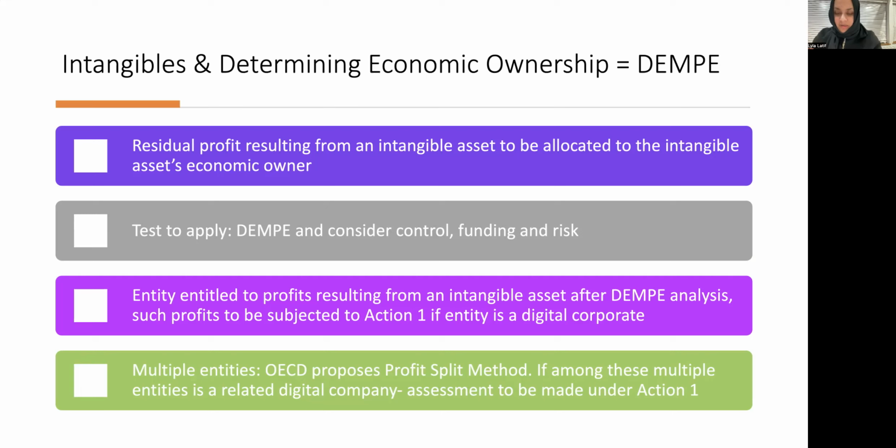Now, where the development or enhancement of an intangible asset is the function of brick and mortar companies, companies which have a physical office or a physical location in a jurisdiction, but it's protection and exploitation, in other words, the protection and exploitation of the intangible asset is done through a related digital company, then the profit split method must also factor in profit assessments made using Amount A and Amount B under Pillar 1.